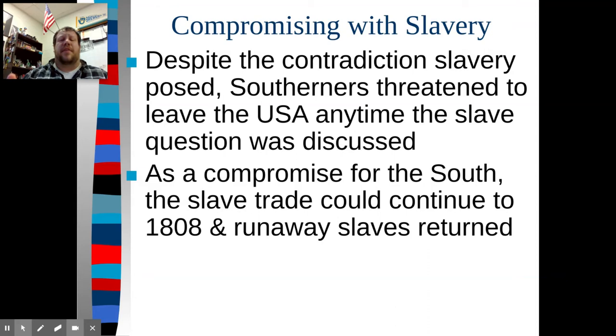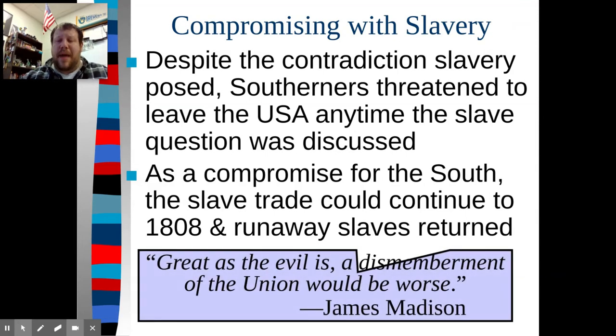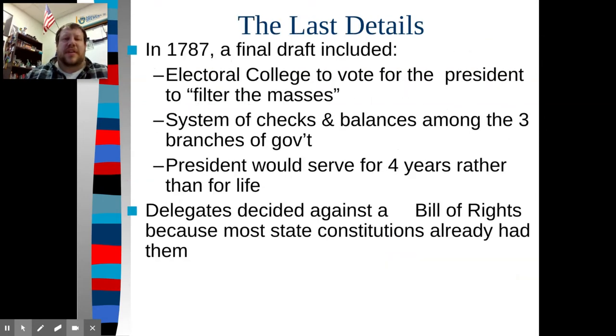And so as part of that, their compromise was that we're not going to regulate the slave trade or that kind of stuff at all until 1808. And so we were going to put it off for 20 years. Hopefully by then the whole situation is figured out and we'll fix everything. It was not fixed. And Madison, even though he was a Southerner and a slave owner too, he writes, as great as evil slavery is, a dismemberment of the Union would be worse. So it's like we're going to take this little hit just so we can keep the country together, essentially, in this compromise.